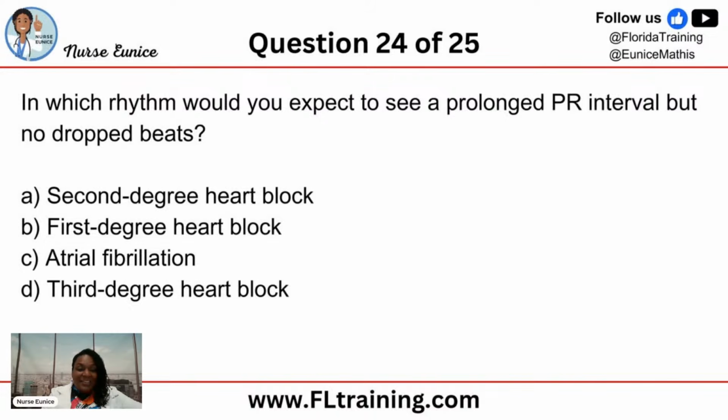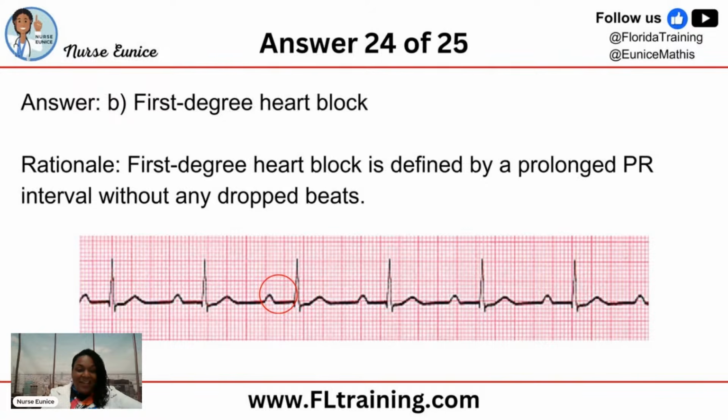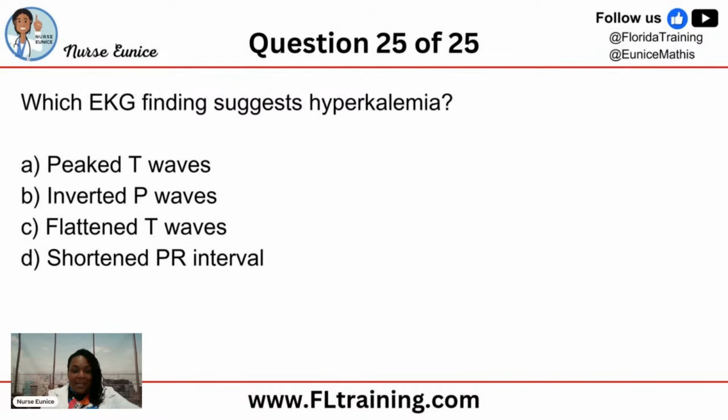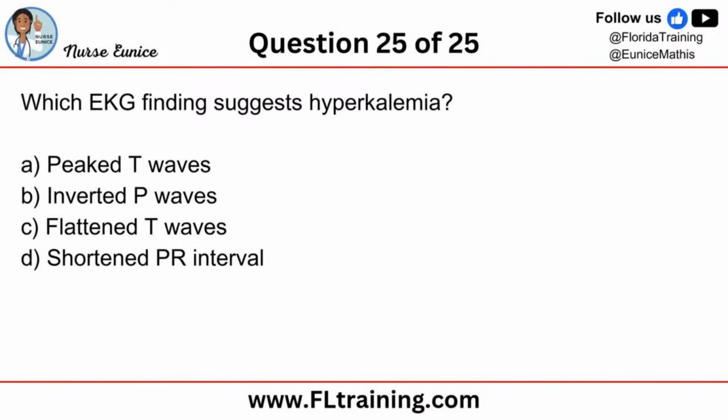So, yes, question 24, the answer is B, first degree heart block. The first degree heart block is defined by a prolonged PR interval without any dropped beats. It's just taking longer for it to get to the QRS, just taking its time. That's usually due to medication. And if you counted those QRS complexes, that person still has a normal heart rate, which is usually greater than 60 beats per minute.